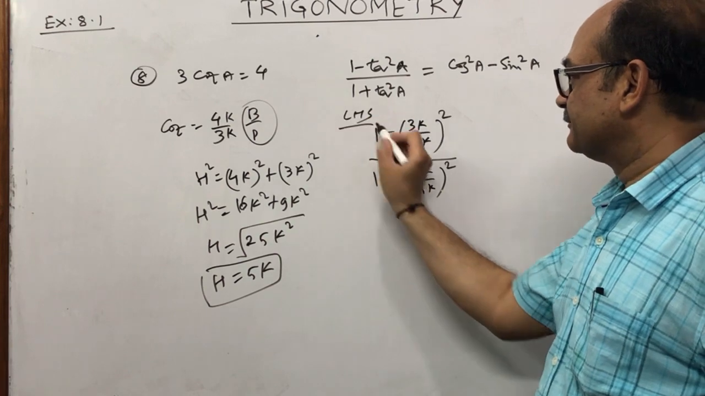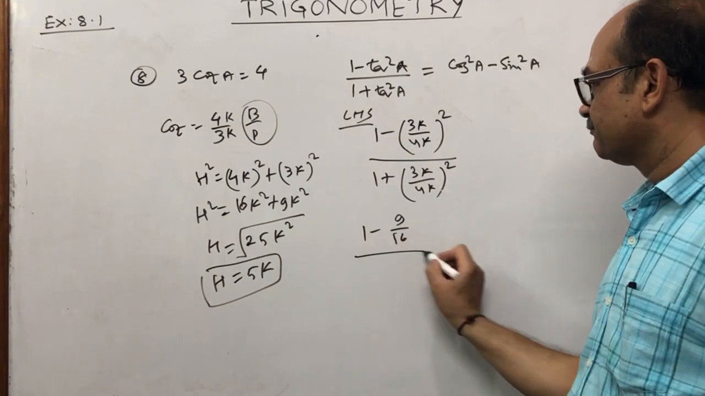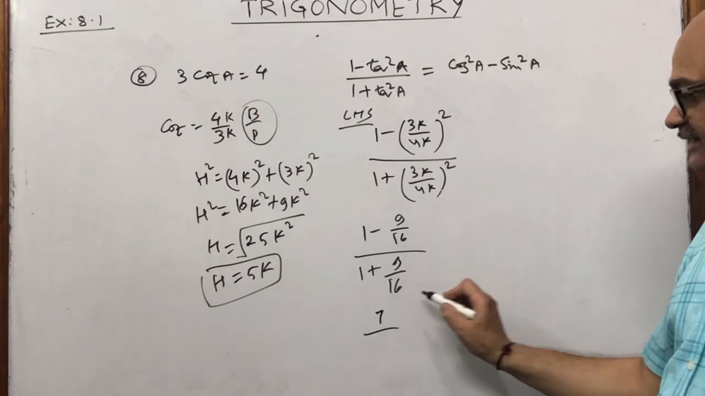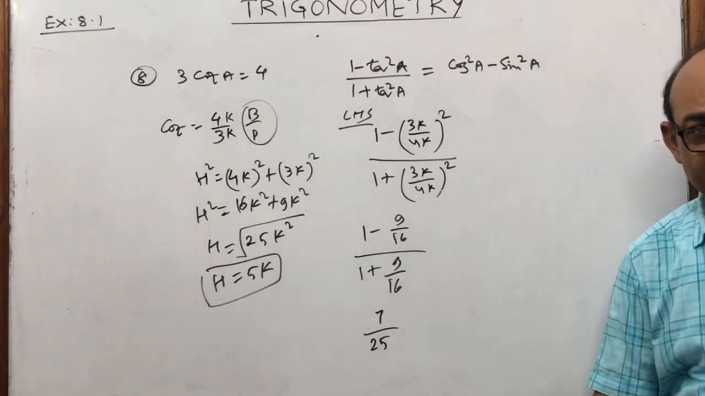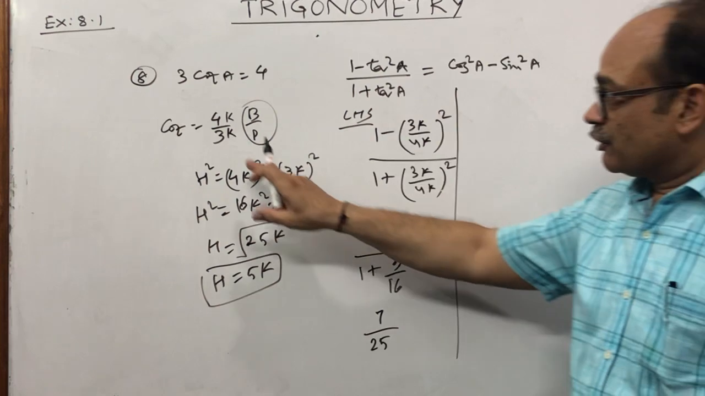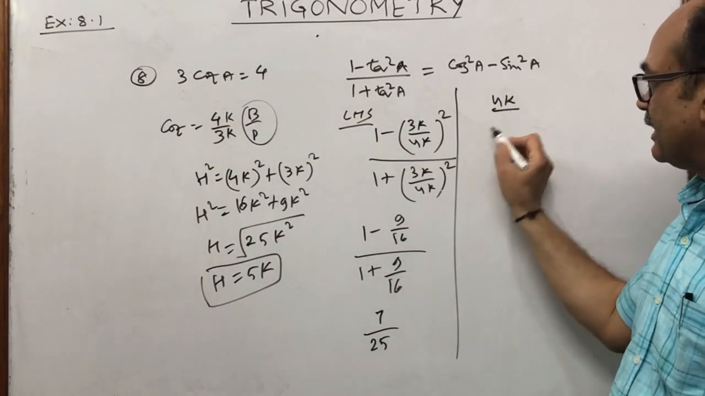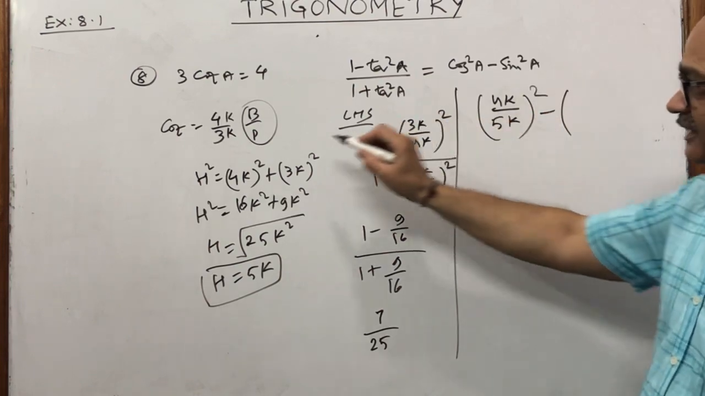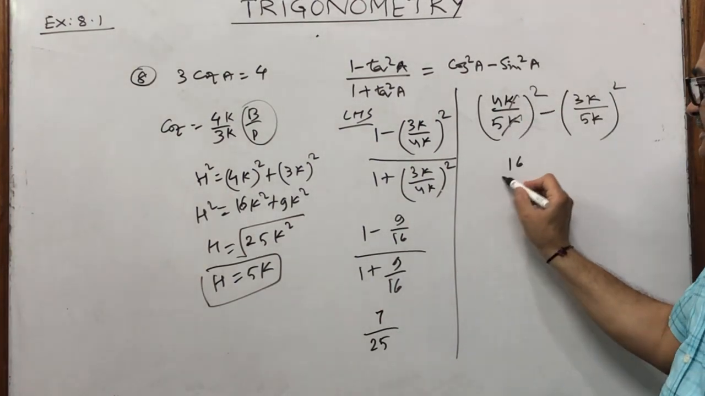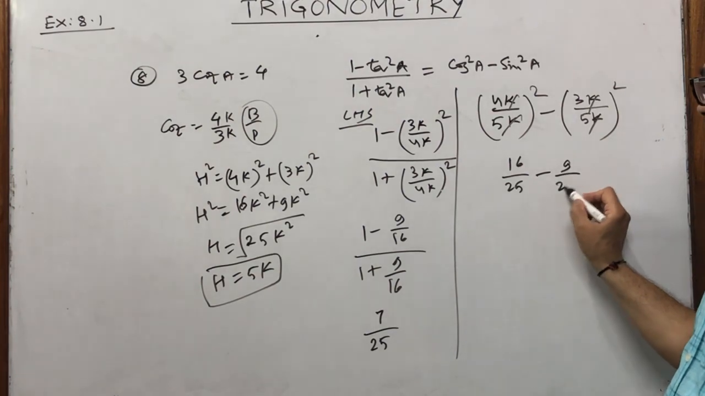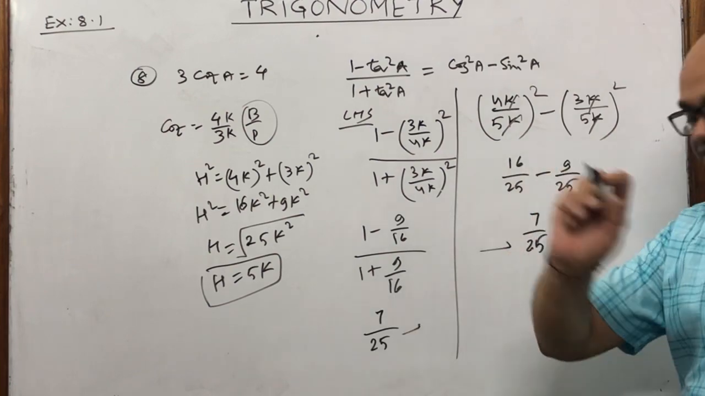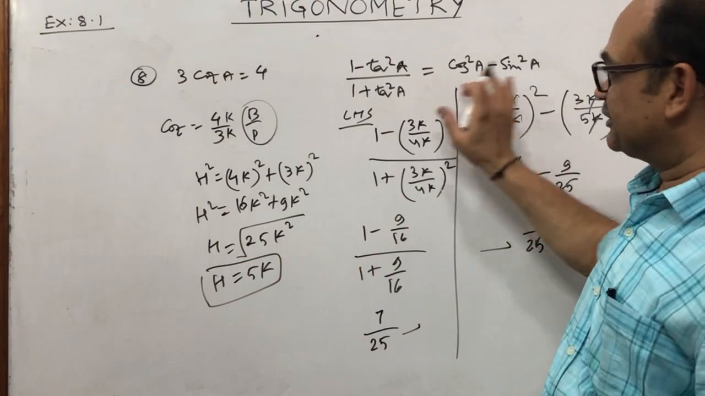What are we getting in LHS? 1 minus 9 by 16, 1 plus 9 by 16. After taking LCM, 16 minus 9 is 7 and 16 plus 9 is 25. The 16 and 16 cancel out. So this is the value of LHS. Now we want to solve RHS. What is cos A? Cos A means base divided by hypotenuse, square. What is sine? 3k upon 5k, square. K and k cancel out, it is 16 by 25. And k and k cancel out, it is 9 by 25. What are we getting? 16 minus 9. Hence, LHS equals RHS. So this expression is correct.